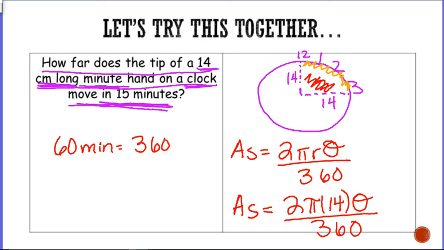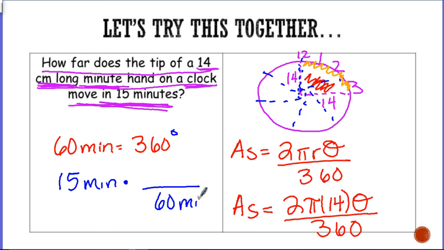If I take my minute hand and move it all the way around this clock, one full turn around this clock is 360 degrees, and that is the same as 60 minutes. So if I have 15 minutes, that means I need to take my 15 minutes and convert it to degrees. So I'm going to put my 60 minutes on the bottom because I want to get rid of my minutes and put the degrees on the top.